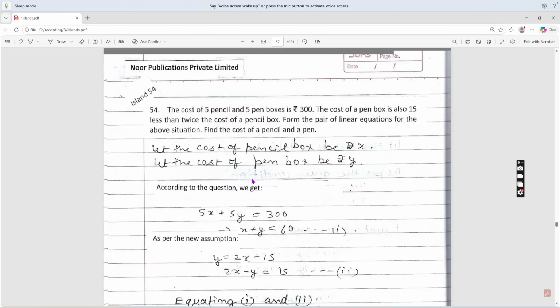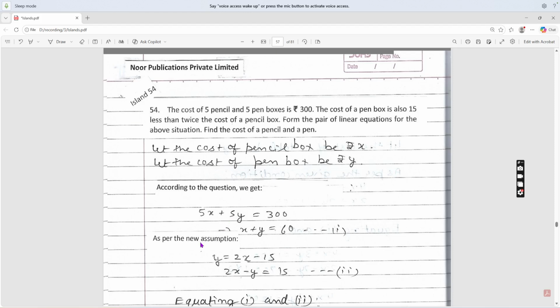Okay, next. The cost of 5 pencil boxes and 5 pen boxes is 300. Again, it is the same thing. Let the cost of a single pencil box be x only, and let the cost of a pen box be y. So the total cost of 5 pencil boxes would be 5x, and the total cost of 5 pen boxes would be 5y, and the combined cost would be 300, that is 5x plus 5y is equal to 300. We are going to divide the entire equation by 5, so we are getting x plus y is equal to 60, because 60 into 5 is 300.